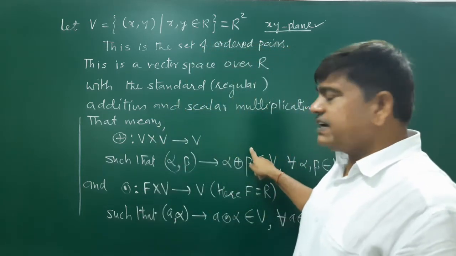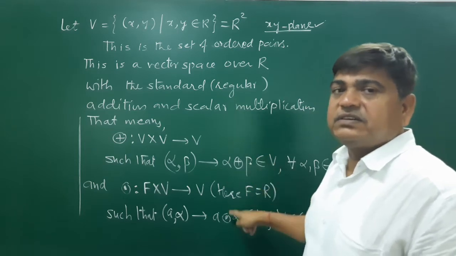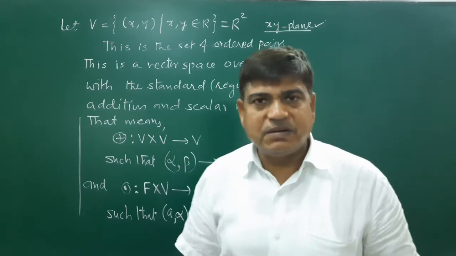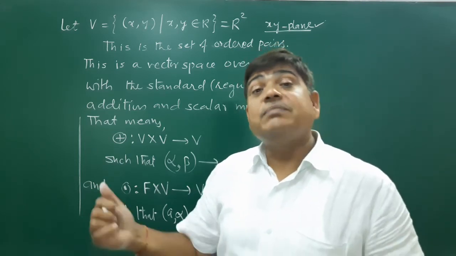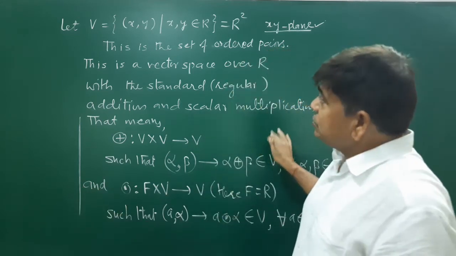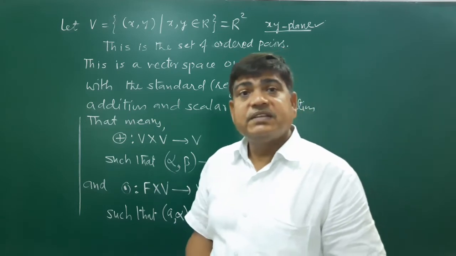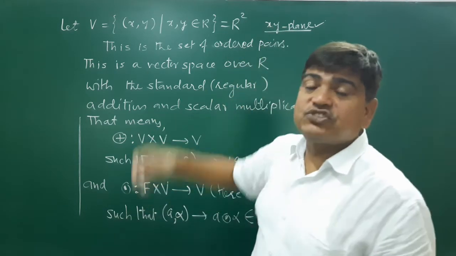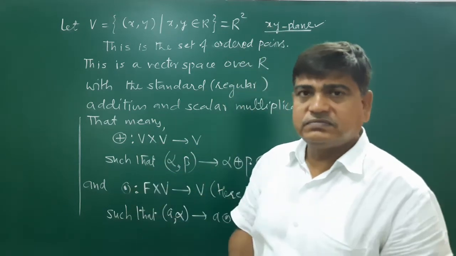This is the closure property of addition. This is the closure property of scalar multiplication. Then the remaining 8 properties can be verified. So this is a standard example. Maybe it is R cube, then we write x comma y comma z and so on.